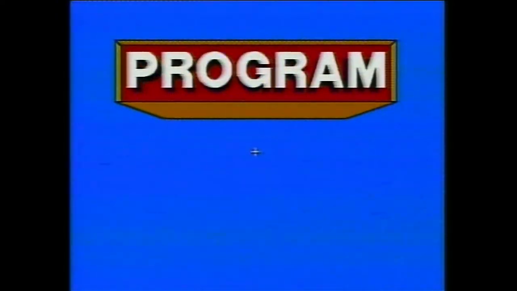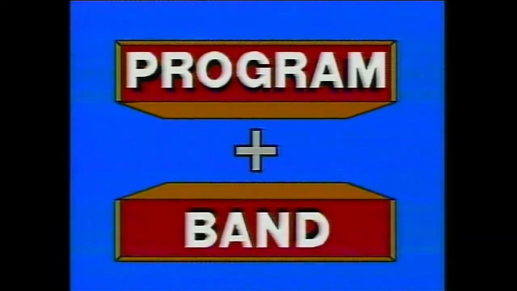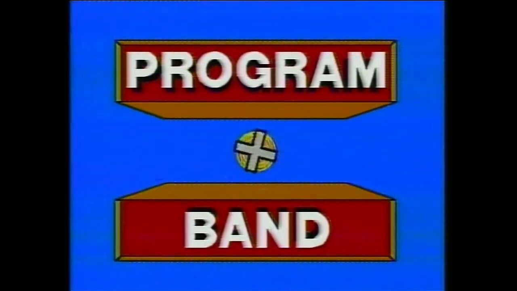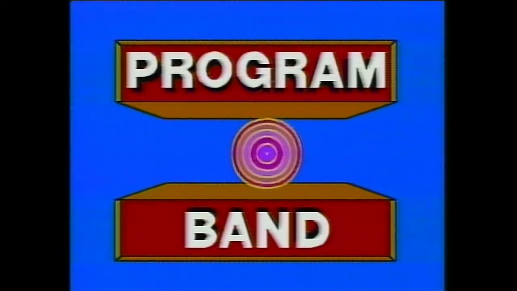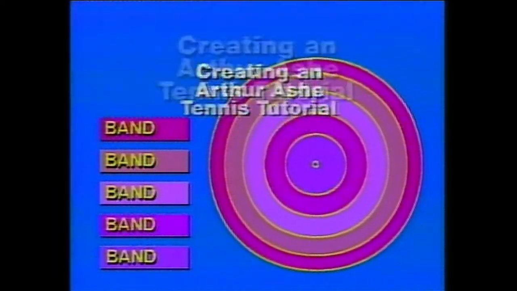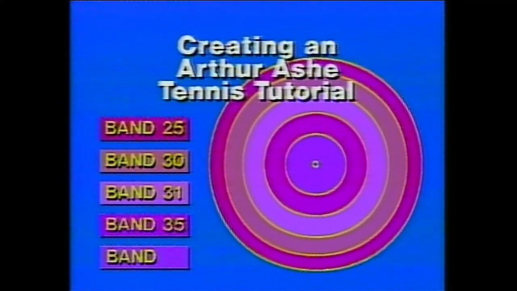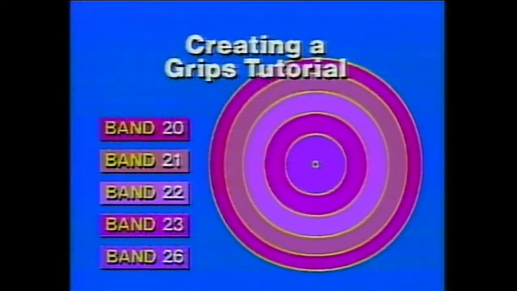The program key, when used in conjunction with the band key, provides another important interactive feature of this player. That is, users can virtually create their own programs by stringing up to 5 bands in the sequence of their choice. For example, one can access the bands in the tennis tip segment by tennis pro or by tennis technique. So, the same disc can be seen in any number of ways by users with different needs or skills.